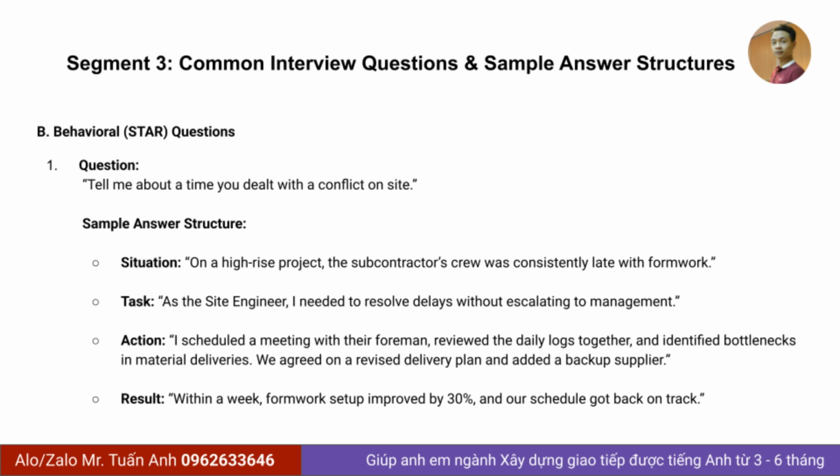Action. I scheduled a meeting with their foreman, reviewed the daily logs together, and identified bottlenecks with material deliveries. We agreed on a revised delivery plan and added a backup supplier. Result. Within a week, formwork setup improved by 30%, and our schedule got back on track.